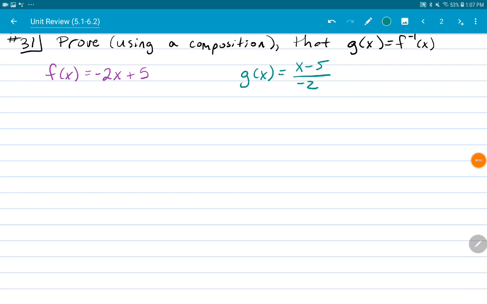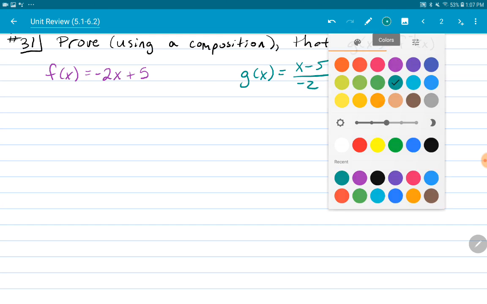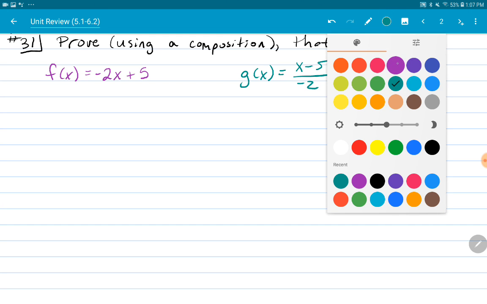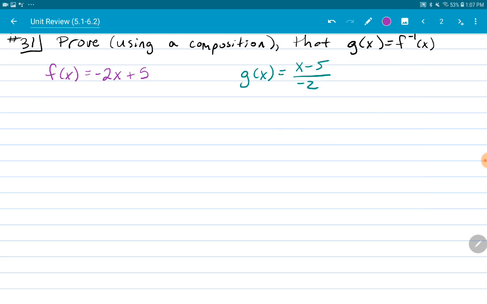In number 31, we're going to prove using composition that g of x is the inverse of f of x. So if you remember right, if g of x and f of x are inverses, then if I compose them, I will just get x back, or whatever the input back. So what we're going to do is find f of g of x.